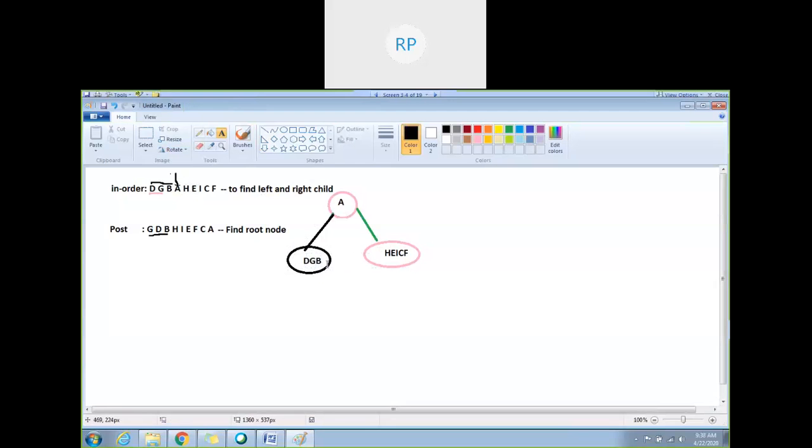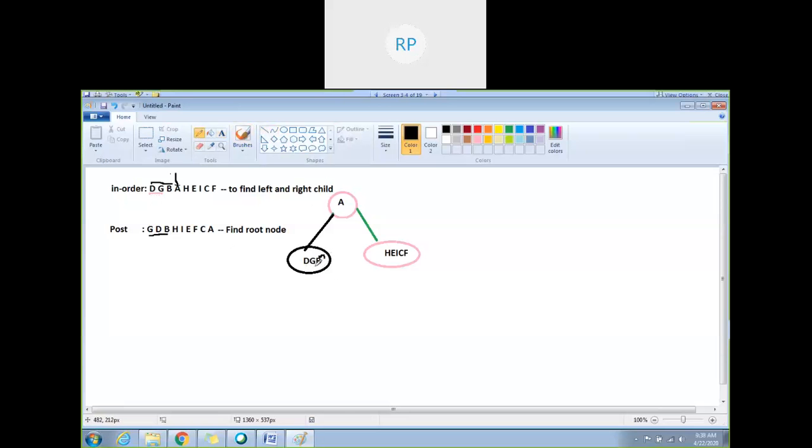Okay. And again, I want to make a subtree for this. What are the elements in this subtree? DGB. So how can I find the root element? I have to come to post order. So I'm searching where is DGB. D is here, G is here, B is here. Among these three elements, which element did I visit last? I'm checking, because then only I can find the root node. Among these three, B is visited last. So without any doubt, I'm choosing B as my root node. Correct. B is my root node.